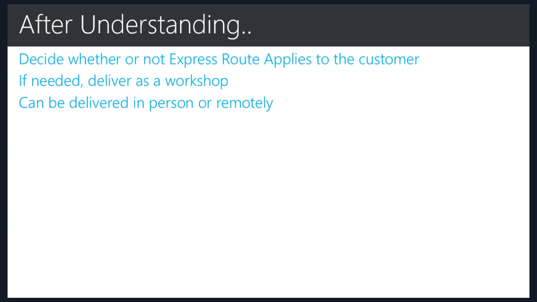So after you understand these points, we now need to decide, should we present this to the customer? If we do, deliver this as a workshop, can be part of the 2 weeks or the 1 week on-site. It can also be delivered separately to the customer at a different time, either in person or remotely. The main key behind this ExpressRoute guidance is to create an understanding about ExpressRoute. Once that understanding is there, a decision can be made.